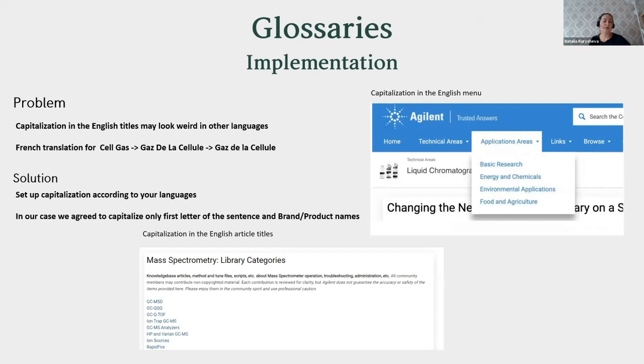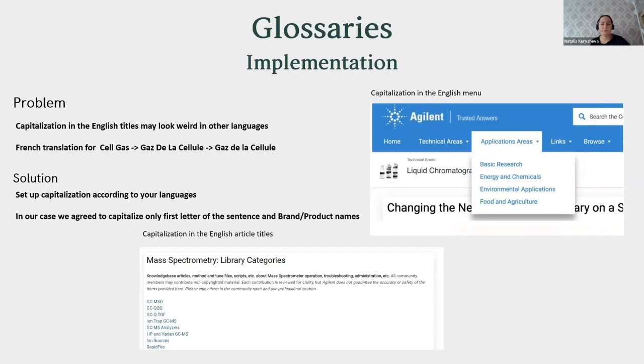Another issue which we found on the implementation stage was capitalization. Capitalization of each word in the English titles may look a little weird in other languages. So here, for example, you have French translation of cell gas, and if we capitalize all the first letters in it, including prepositions and articles, it looks weird. That's why we decided not to do that.